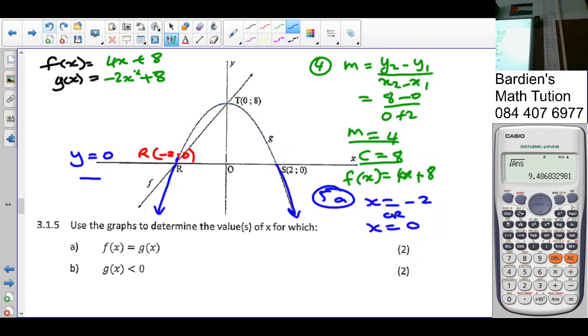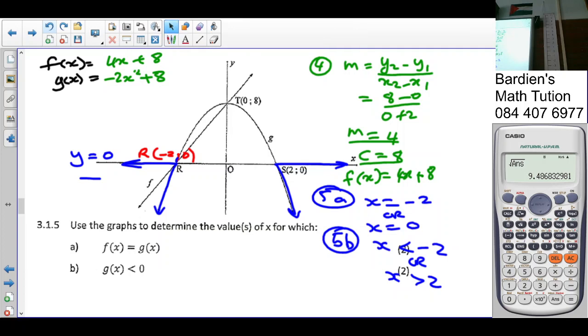So is this a continuous solution or is it a broken solution? It's broken. It's a part. So in other words, x must be less than negative 2. Or in that direction, x must be more than 2. Any confusion here, people? No?